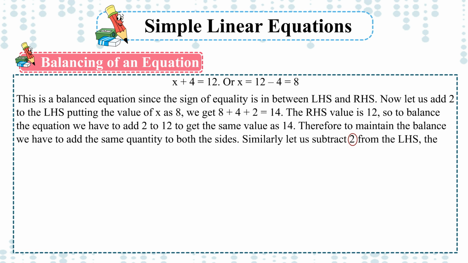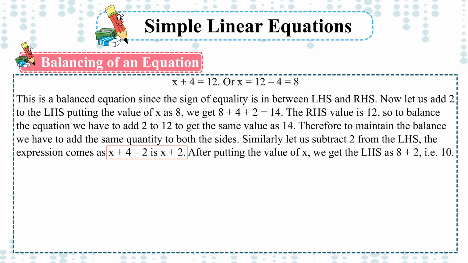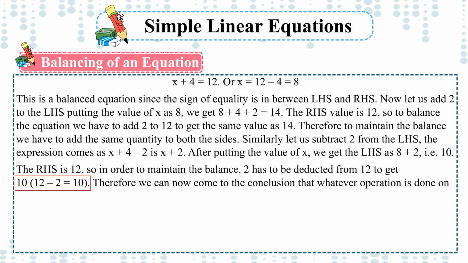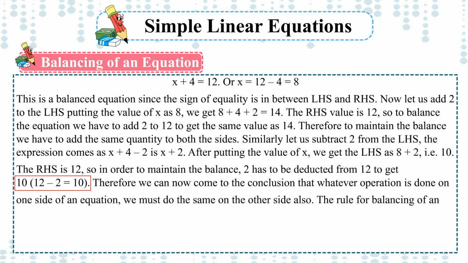Similarly, let us subtract 2 from the LHS. The expression comes as x plus 4 minus 2, which is x plus 2. After putting the value of x, we get the LHS as 8 plus 2, that is 10. The RHS is 12, so in order to maintain the balance, 2 has to be deducted from 12 to get 10. 12 minus 2 is equal to 10. Therefore, we can now come to the conclusion that whatever operation is done on one side of an equation, we must do the same on the other side also.